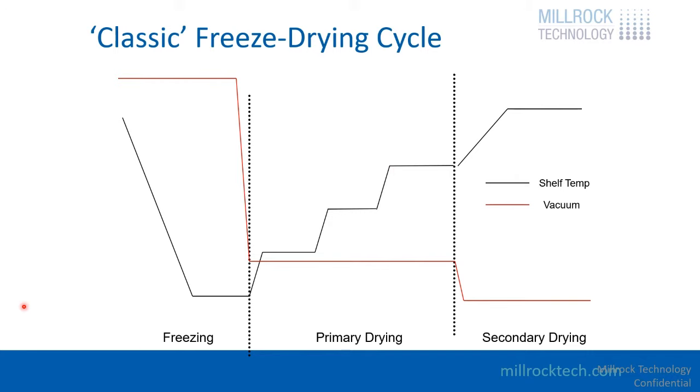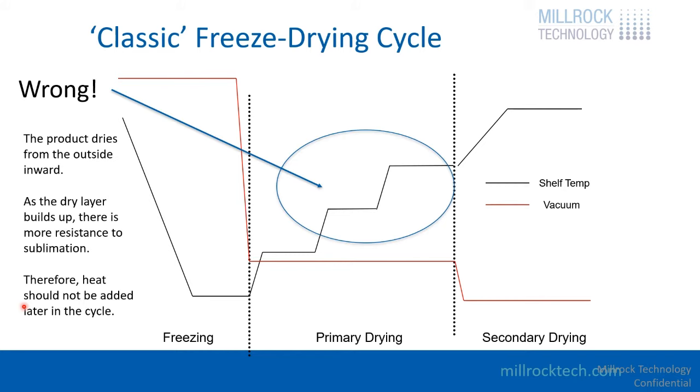Unfortunately, we just learned that a dry layer builds up during the cycle, and if that dry layer is building up and you're adding heat, there's a good possibility that you're going to melt back or collapse your product, and you're going to get a bad process. This type of cycle is a bad cycle. If you have something like this, chances are that you're having a higher failure rate or a much, much longer cycle than you actually need.